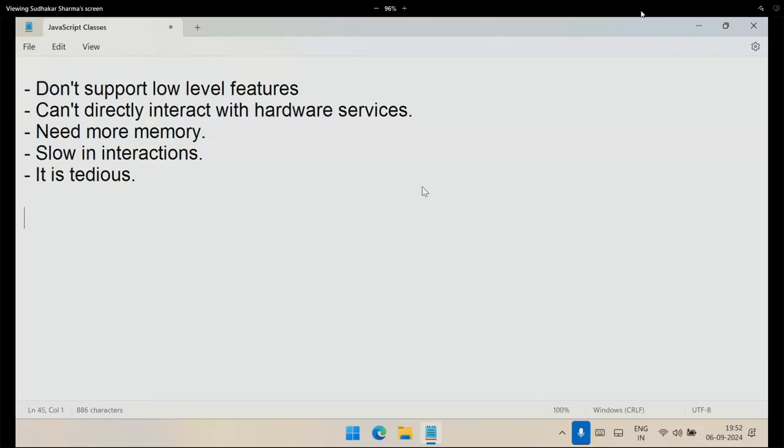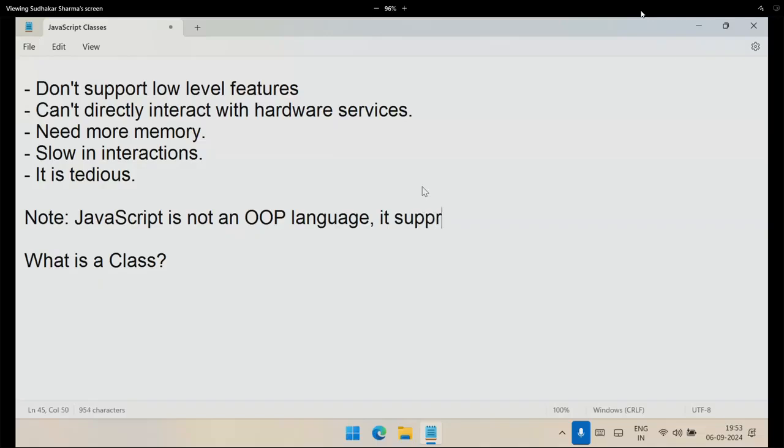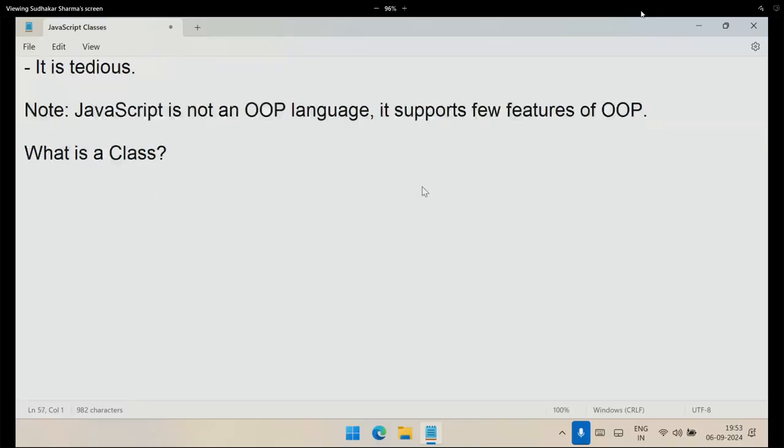Now the question here is, what is a class? Technically, how do you define a class? One important note you need to know is that JavaScript is not an OOP language. It supports only a few features of OOP. That's one basic thing you should know. Now, technically, what is a class and how do you define a class? In object-oriented programming, technically a class is a program template.